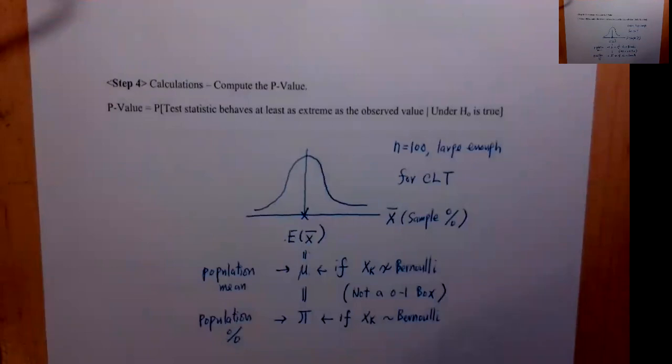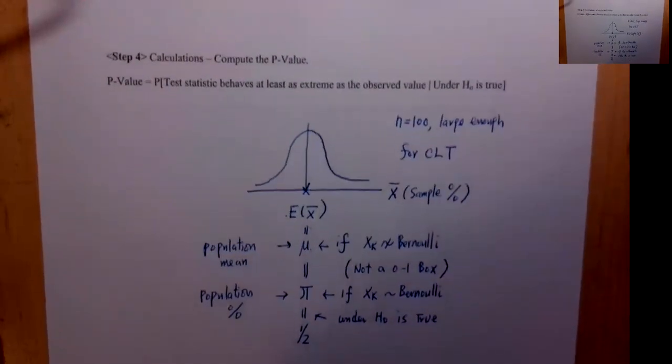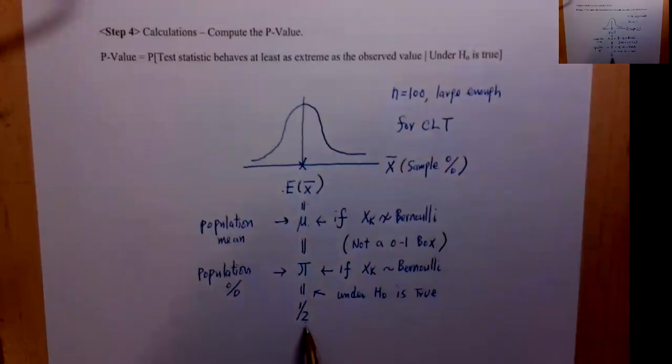And what do you know about the population percentage? Under H0, under the assumption that H0, remember we assume the given coin is a fair coin, pi is equal to 1/2, okay? Under H0 it is 1/2, but I'm not going to write it as 1/2. I'm going to write this as 50 over 100. That is to say, when you flip the coin 100 times, you expect to see 50 heads from a fair coin.